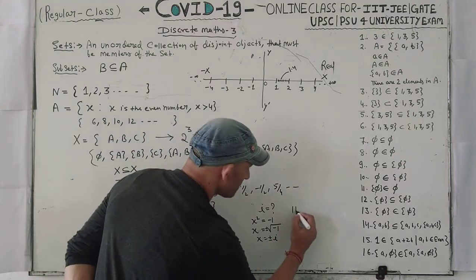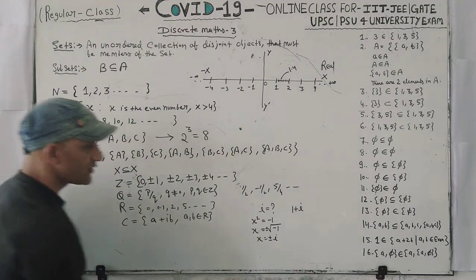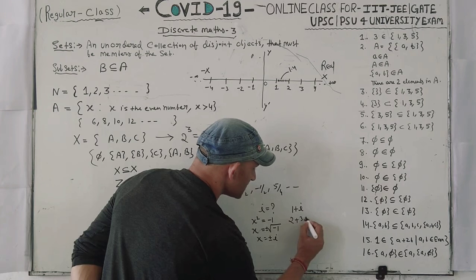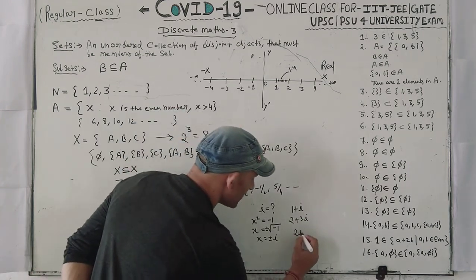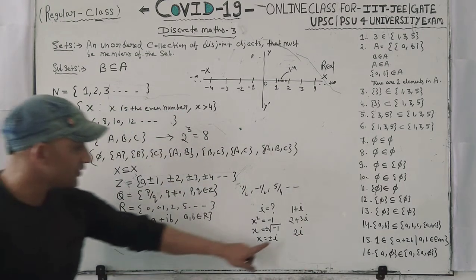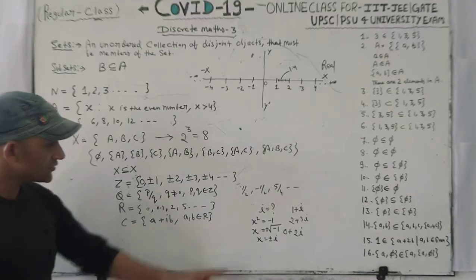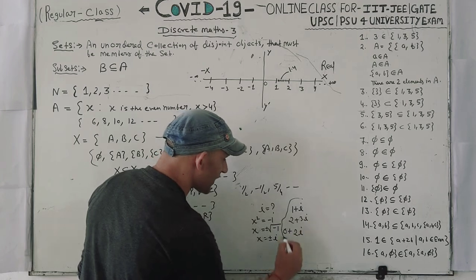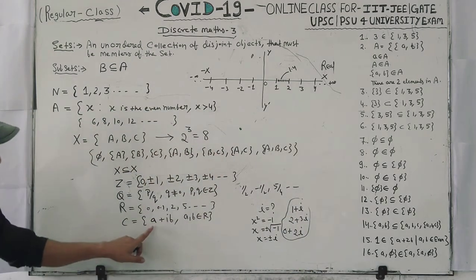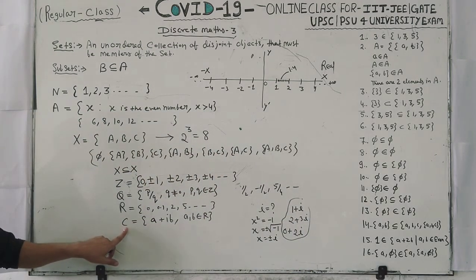So 1 plus i is a complex number. 2 plus 3i is a complex number. 2i is a complex number; you can think of it as 0 plus 2i. Such types of numbers are complex numbers. All these numbers belong to the complex numbers. So this is also a set.